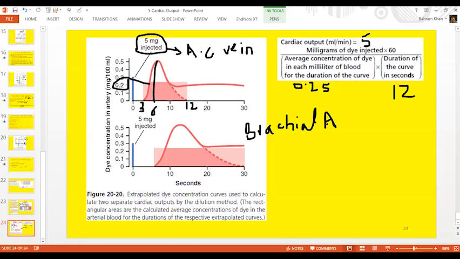So you must remember the principle of the dye dilution or indicator dilution method. You are injecting the indicator or the dye into a vein, and then you are taking the arterial samples for measurement of that dye. And you will apply this formula to get the cardiac output.